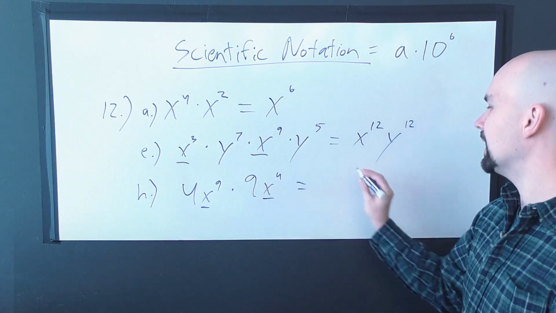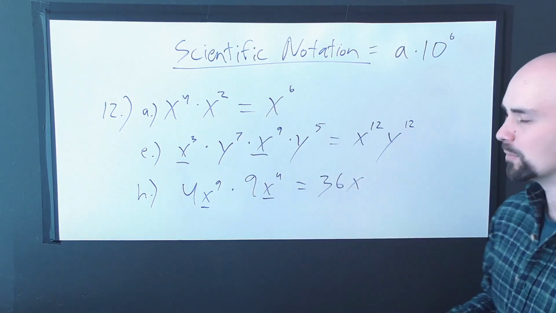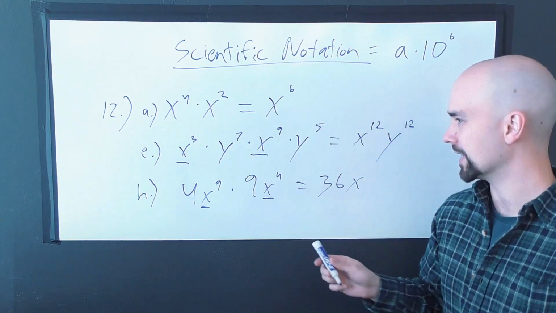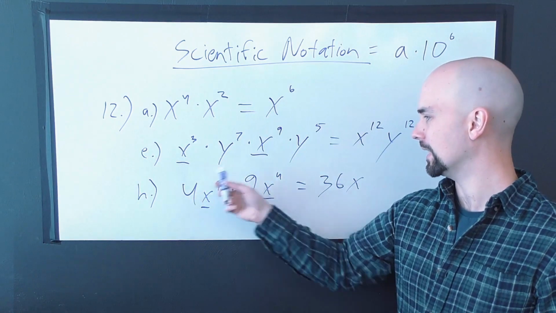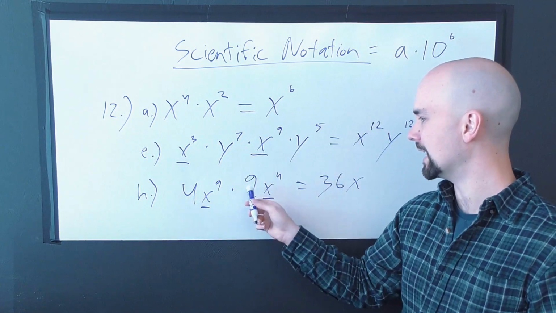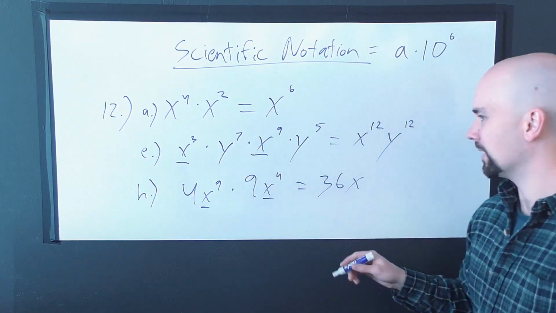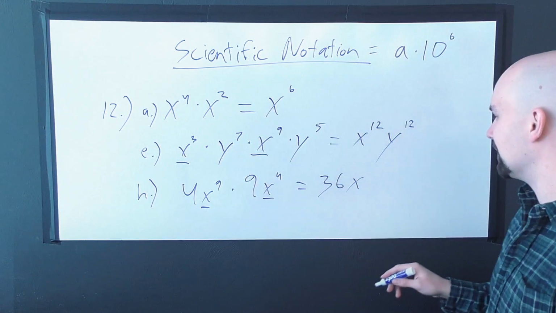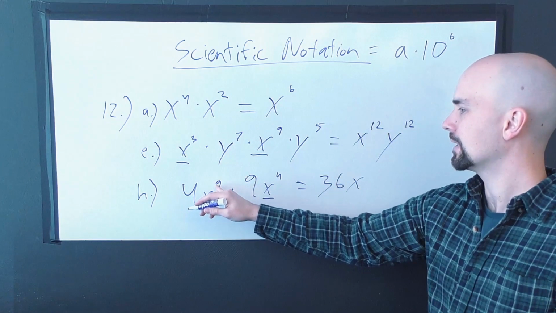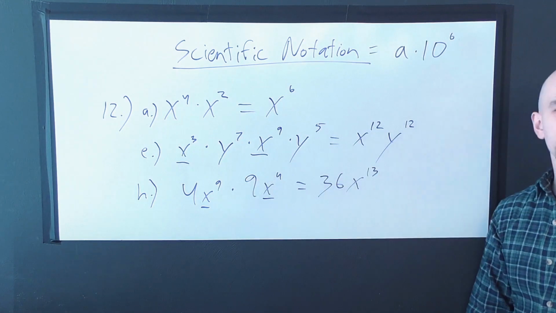So what's 4 times 9? 36. And remember, the commutative property of multiplication says I can multiply any of these different things in any order. So I can do 4 times 9, x times x, in whatever order it'll all turn out the same. So I got my 4 times 9 is 36, and then when I'm multiplying x to the 9th times x to the 4th, that's 9 plus 4. 36x to the 13th.